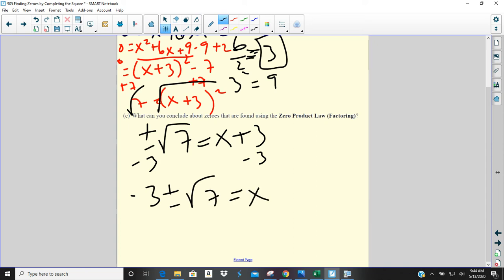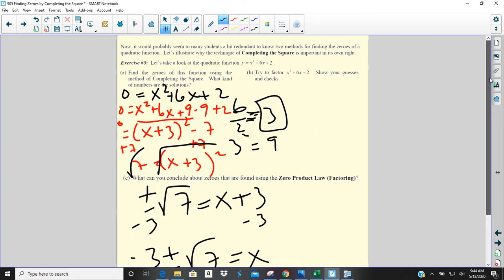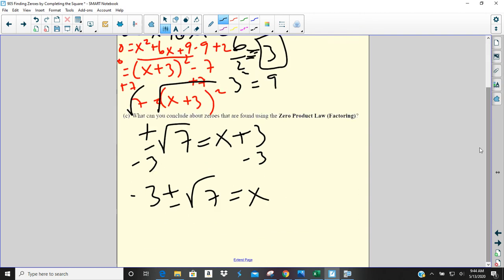So I solved it. The zeros are negative 3 plus the square root of 7 and negative 3 minus the square root of 7. Now, it's asking what types of numbers are the solutions. Well, we learned in lesson 2, I believe it was, about rational and irrational numbers. This number would be irrational.